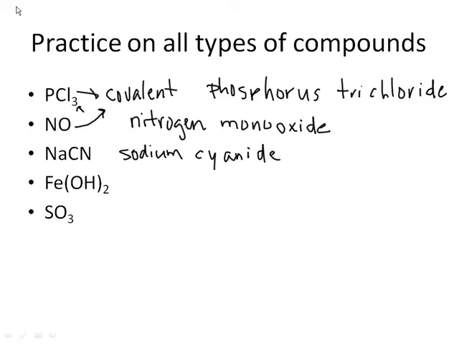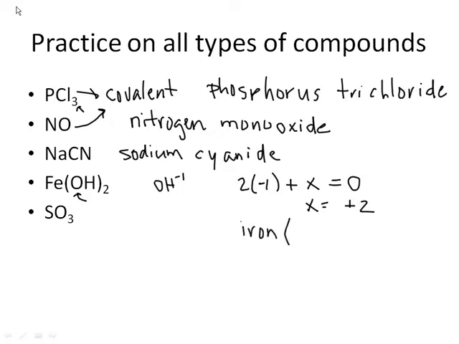And the next one, I have Fe, which is a metal, and it's not a fixed charge metal. So that means that I'm going to need to calculate the charge on the iron. So I'm going to go over here and look at my hydroxide and see that each hydroxide is a -1, and that there's 2 of those. So I have 2 times -1 from the hydroxides. I have 1 iron that I don't know the charge of. The whole thing has to equal 0. So X, the charge on the iron, must be +2. So that means the name of this compound will be iron, Roman numeral in parentheses of the charge on the metal, 2, and then the name of the anion, which is hydroxide.